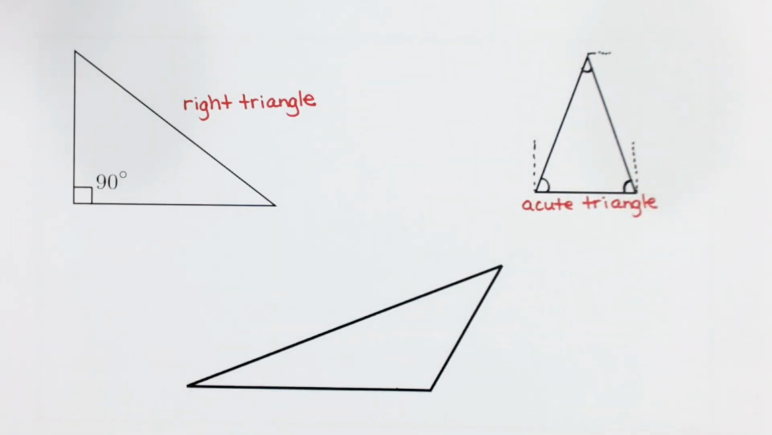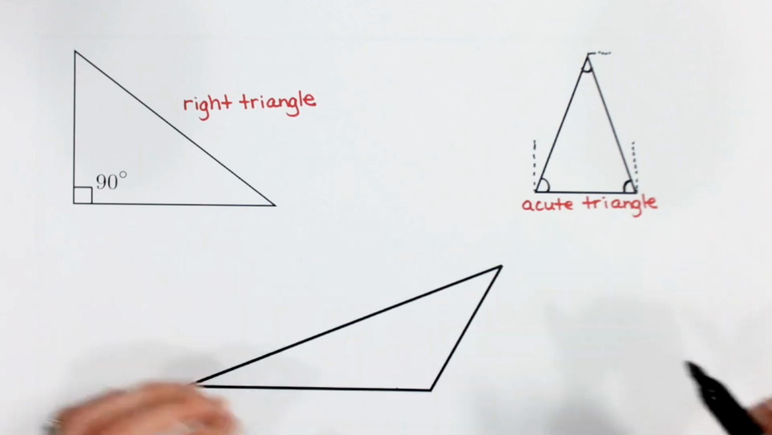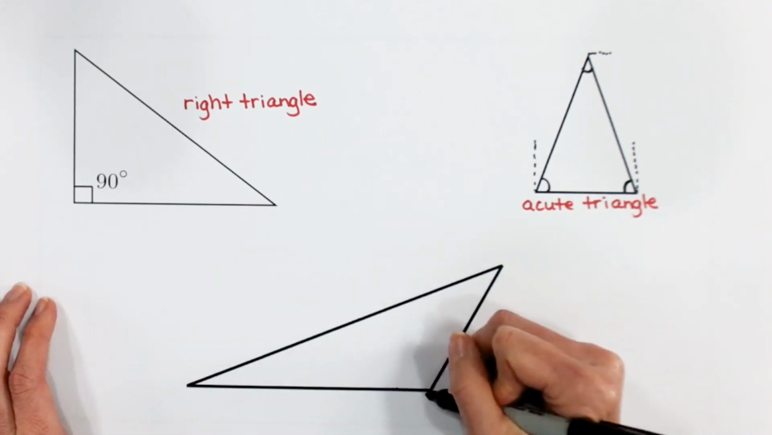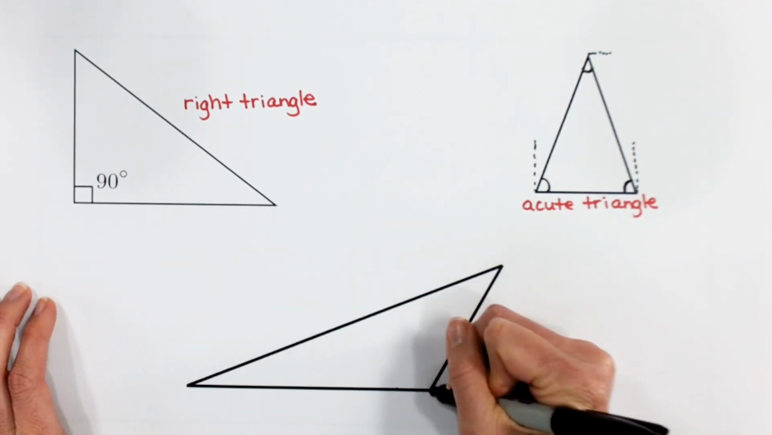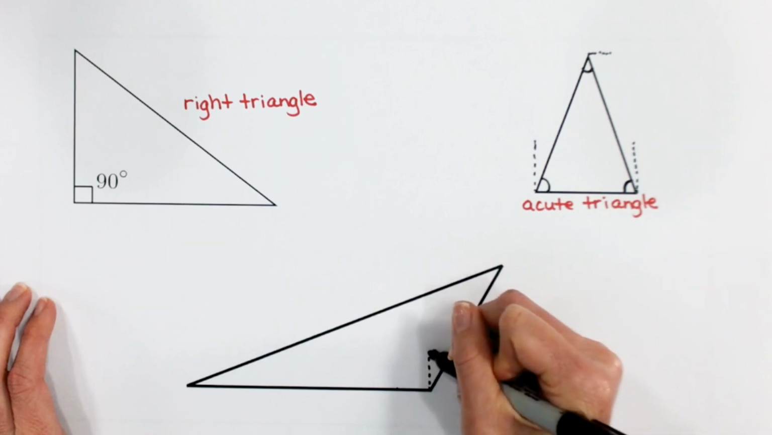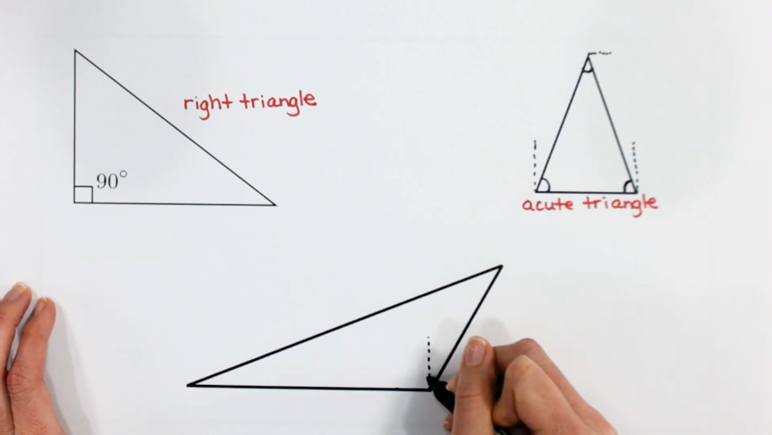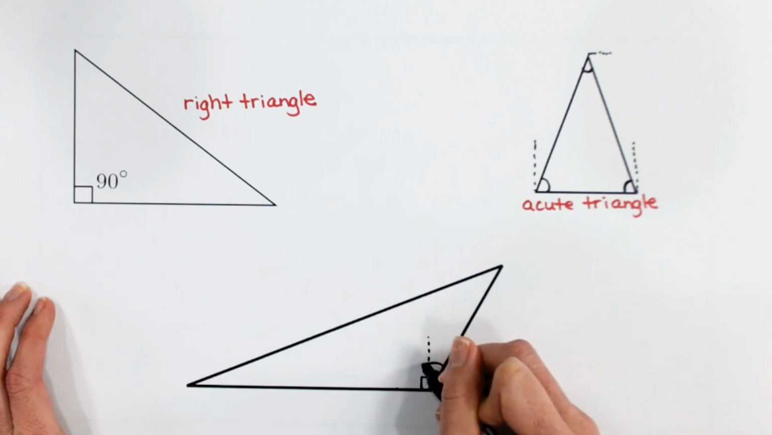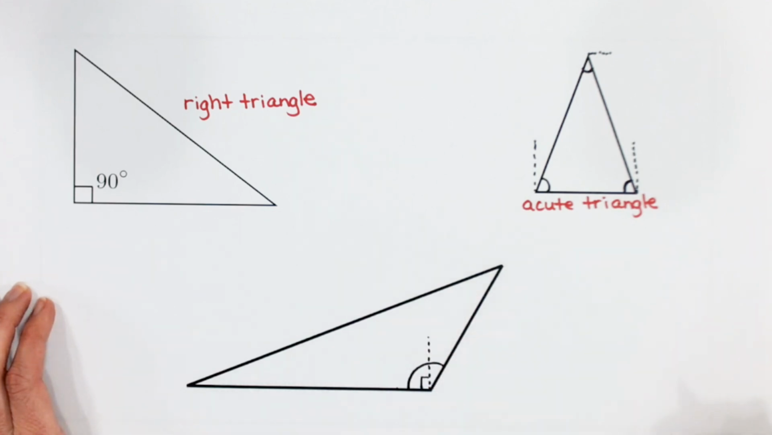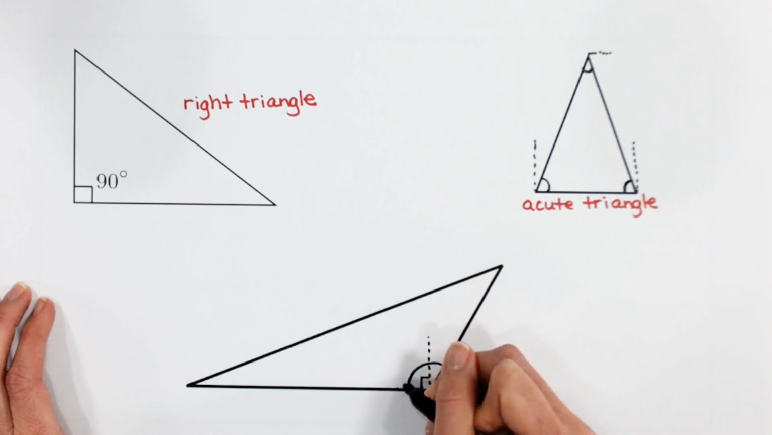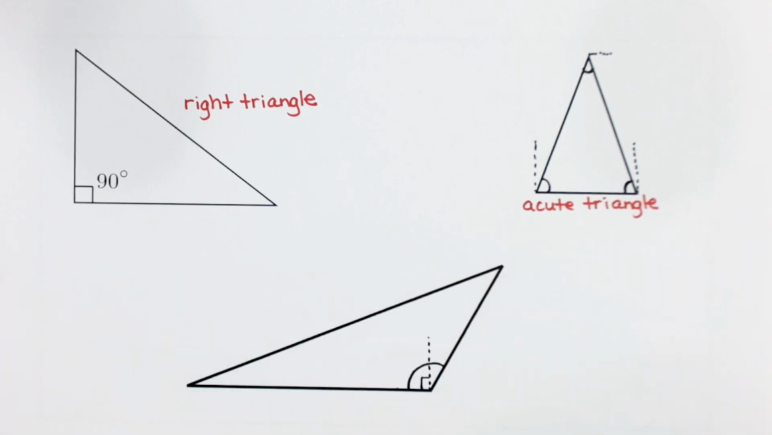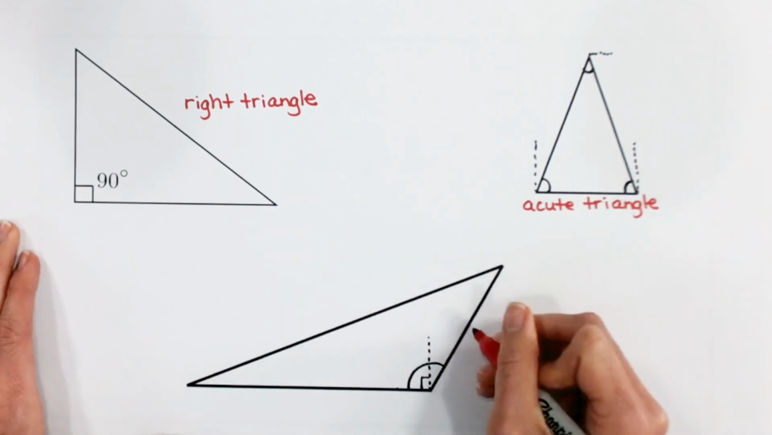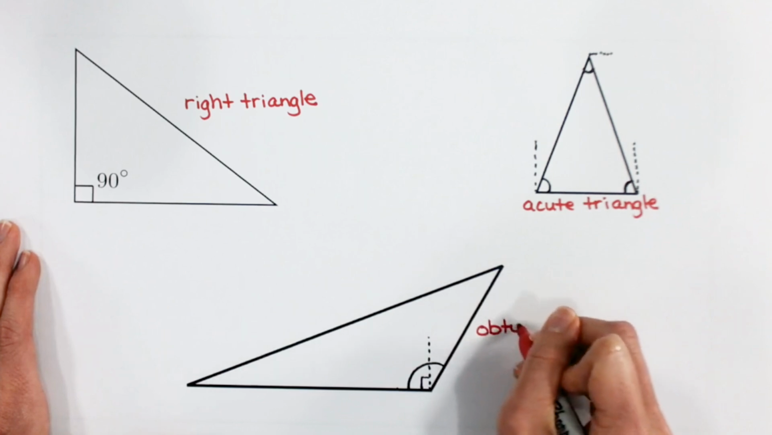And finally, down here at the bottom, if I were to try and figure out what this angle is here, if I were to draw my straight line here, my 90 degrees would be here. So I can clearly see that this angle is greater than 90 degrees. And when one angle is greater than 90 degrees, we classify this triangle as an obtuse triangle.